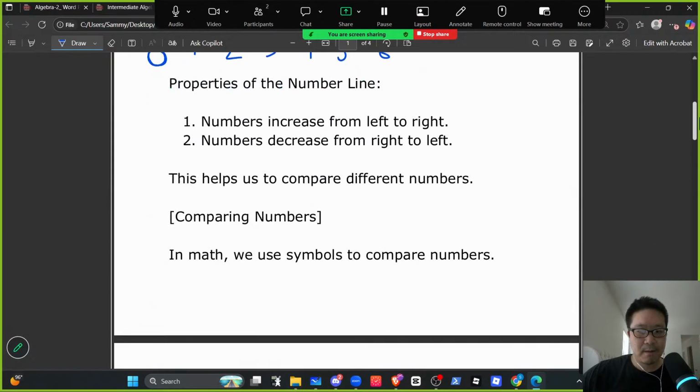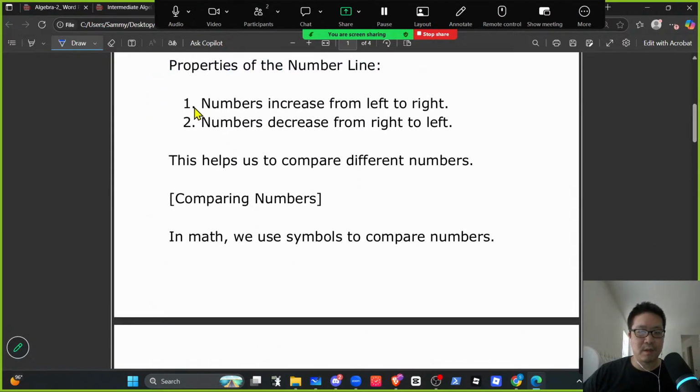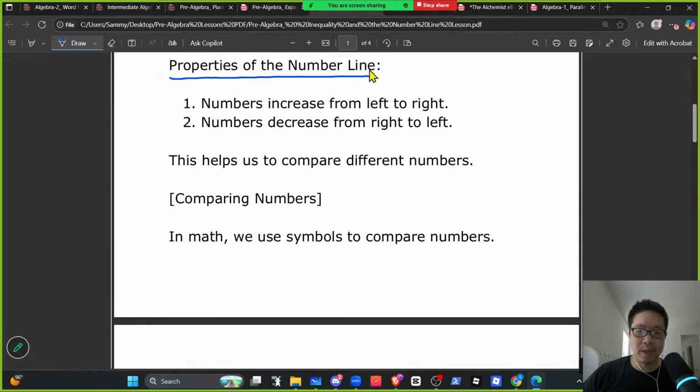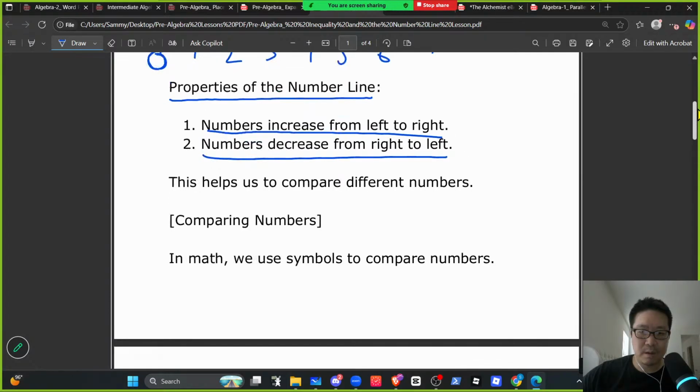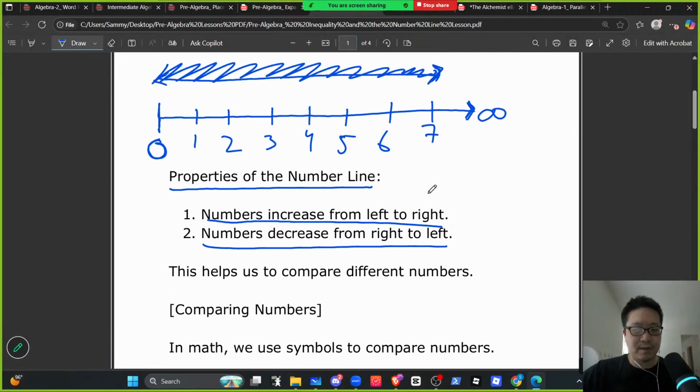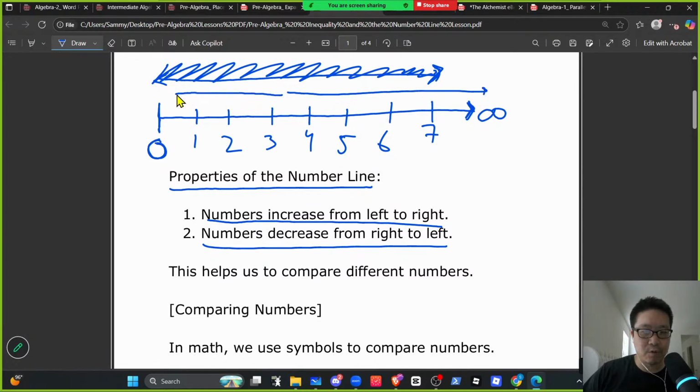Again, we're just recalling what I just told you. Properties of the number line: numbers increase from left to right, and numbers decrease from right to left. This is a fact that you need to remember. Just know that when we go right, the numbers are always getting larger. When we go left towards 0, the numbers get smaller.